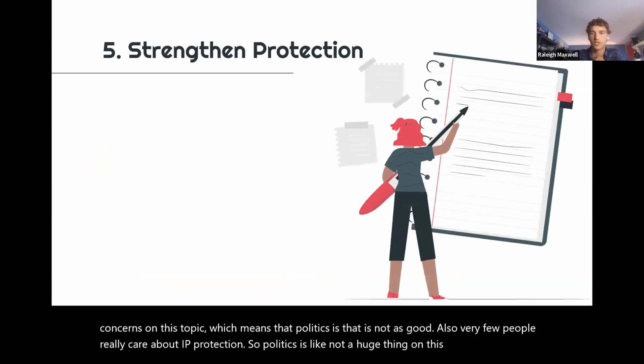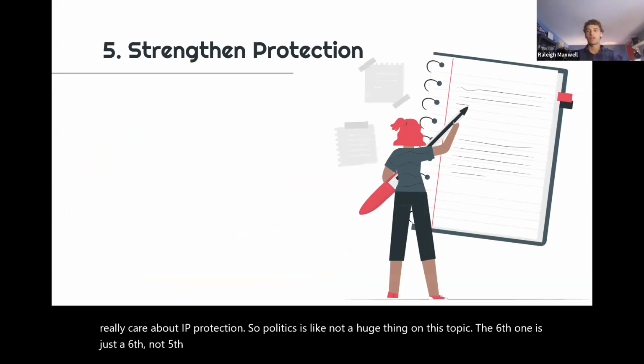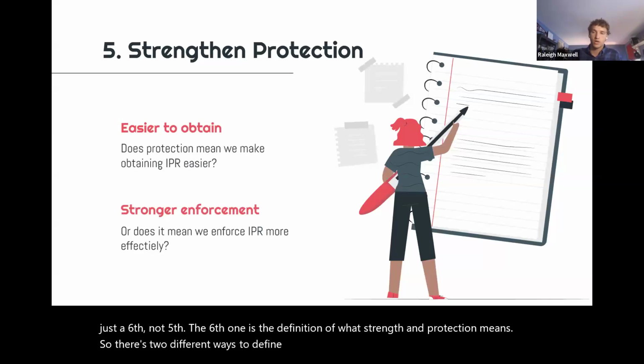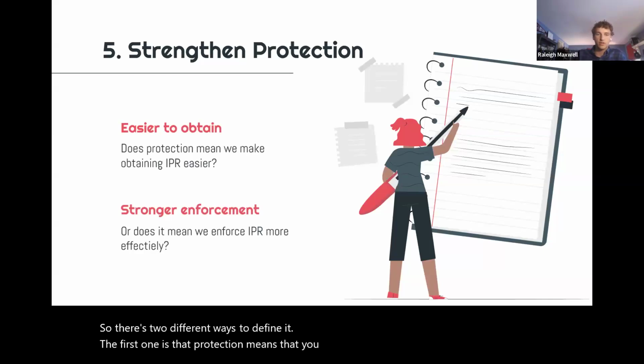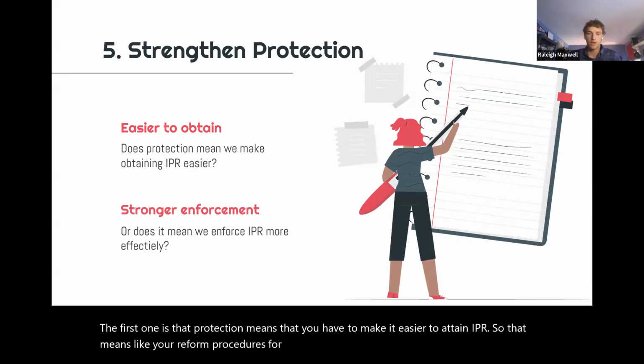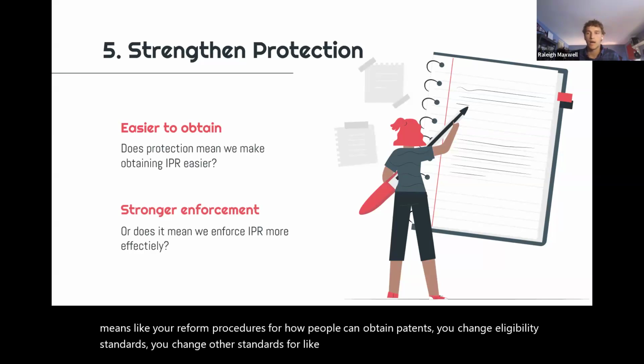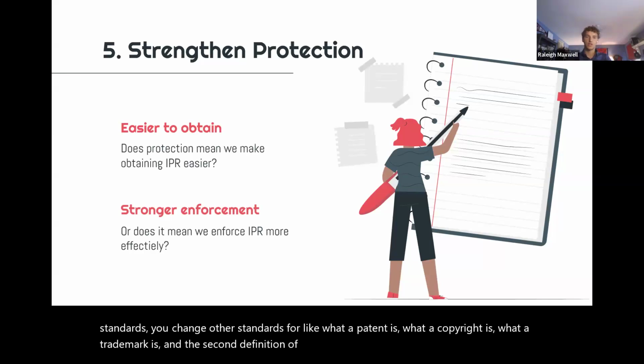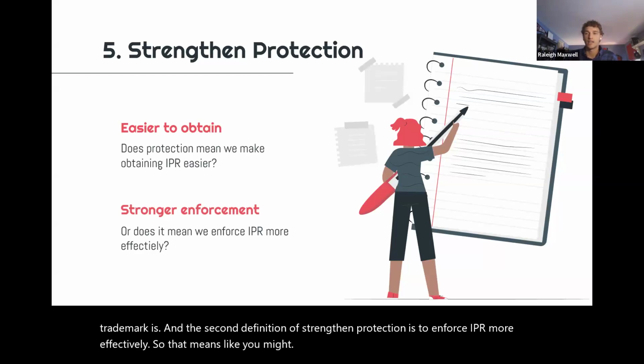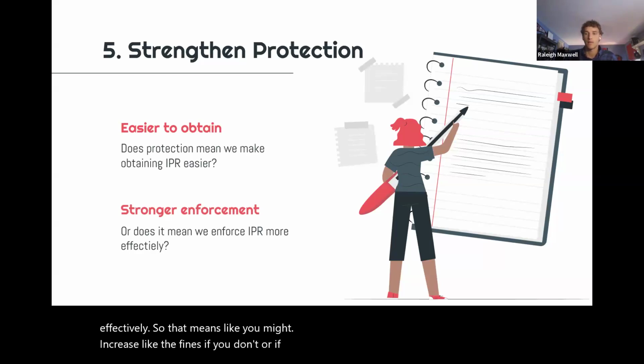The sixth one is the definition of what strengthened protection means. So there's two different ways to define it. The first one is that protection means you have to make it easier to obtain IPR. That means you reform procedures for how people can obtain patents. You change eligibility standards. You change other standards for what a patent is, what a copyright is, what a trademark is. And the second definition of strengthened protection is to enforce IPR more effectively. So that means you might increase the fines if you infringe on someone's IPR.